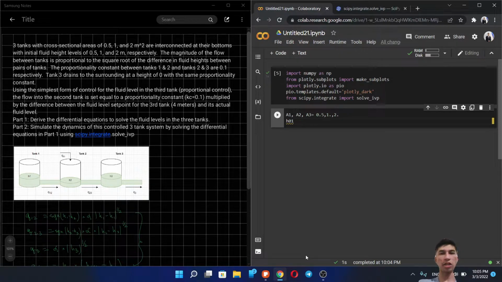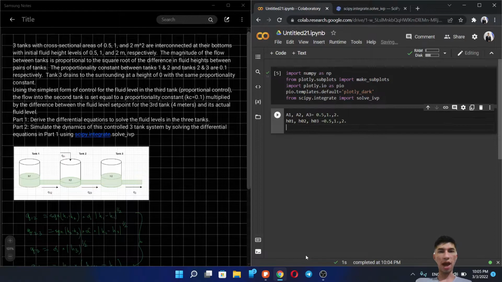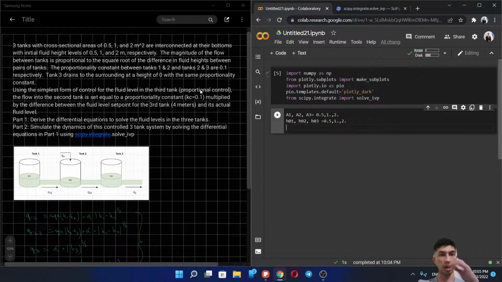Then we also have our initial heights, right? So we can make H01, meaning the initial height, H02, H03, so that we can assign the values for the three variables. They're going to be 0.5, 1, 1, and 2. What we also have are the proportionality coefficients. It is 0.1 for all the tanks.